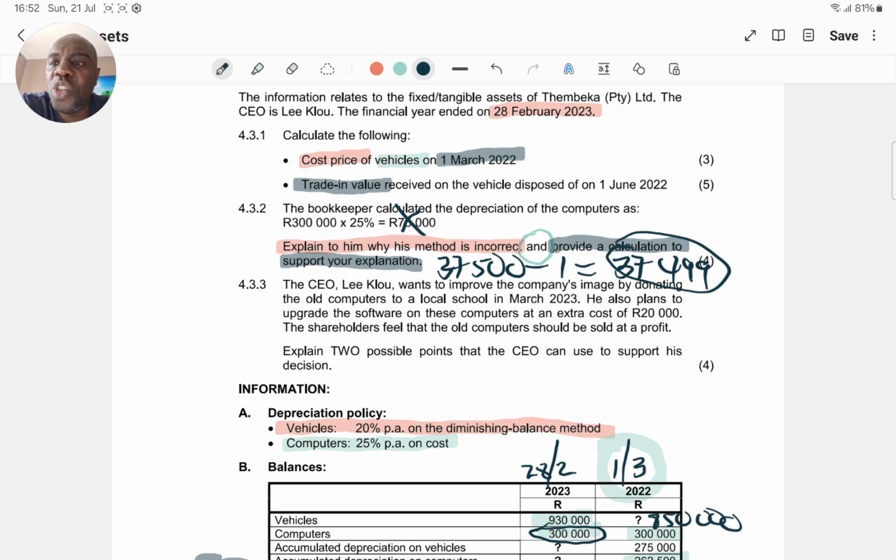So the CEO wants to donate these computers to a school. What 2 points can he provide to the shareholders to substantiate his decision? Number 1, these donations are tax deductible. That means they are going to pay less tax if they donate these computers. Number 2, this is going to enhance their image since it forms part of the corporate social responsibility of the business.